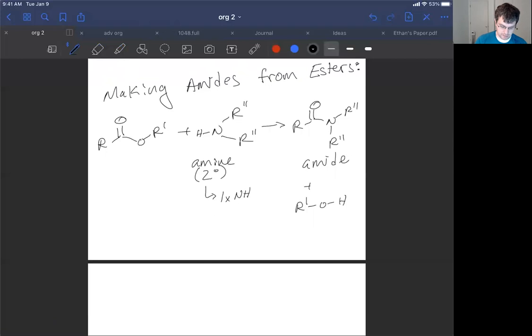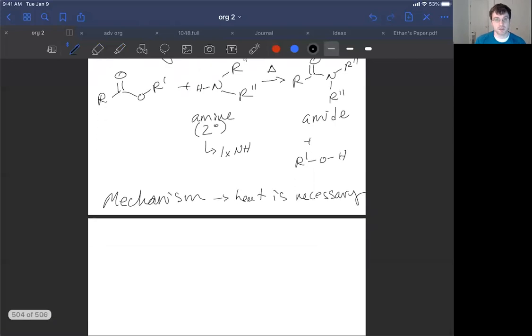So in this reaction, if we look at the mechanism of it, we actually don't add any base to this for the most part. I mean, we can, but we can do this without base. We just have to apply some heat. So heat is necessary here. I guess the heat isn't super necessary for you to understand the mechanism. It's a simple addition elimination, but it allows us to see why this neutral nucleophile is able to add to an ester, which is not as reactive as an anhydride or an acid chloride.